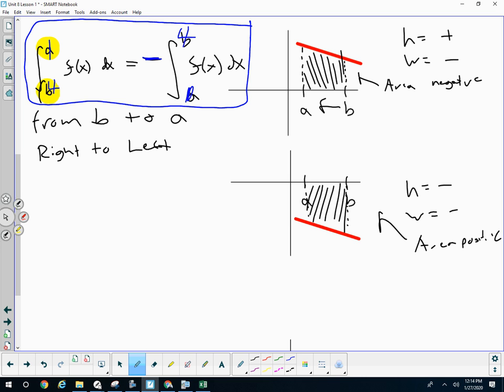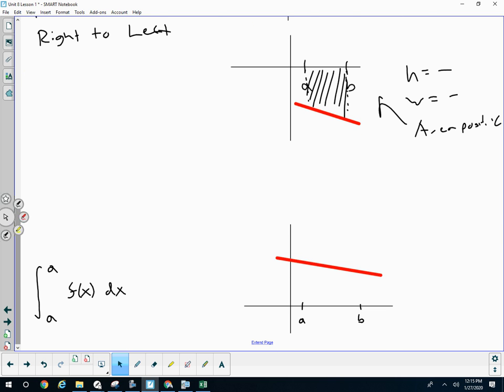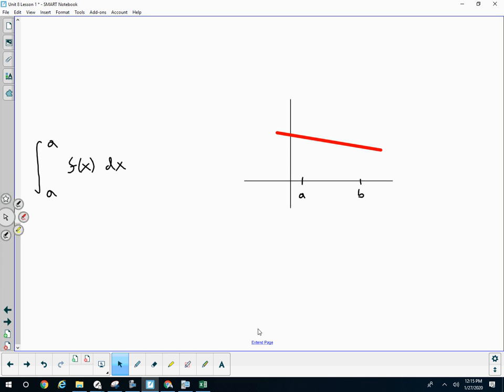Okay. Last little one that we need to know about before we tackle the main part of this lesson is if I go from A to A. What do you think? Discuss with your neighbors. What if I have an integral from A to A?